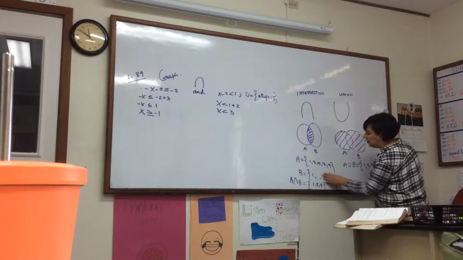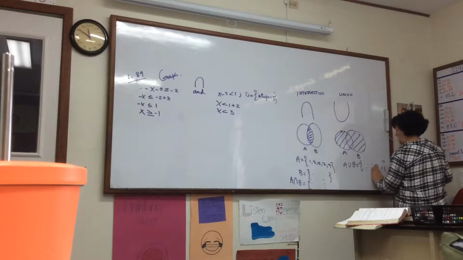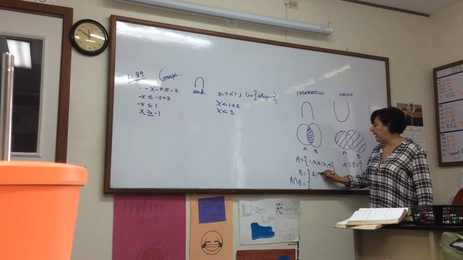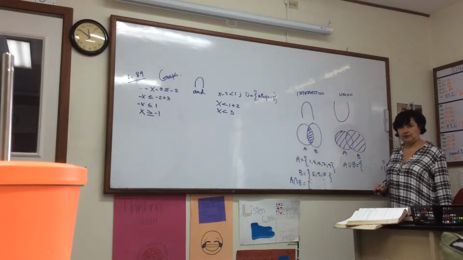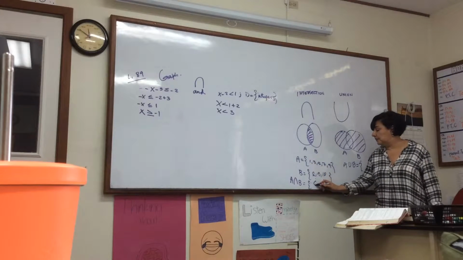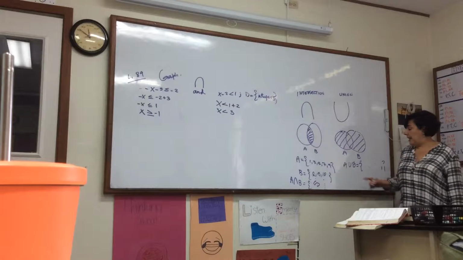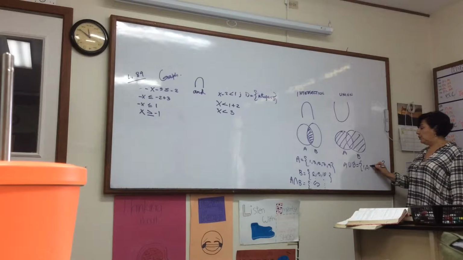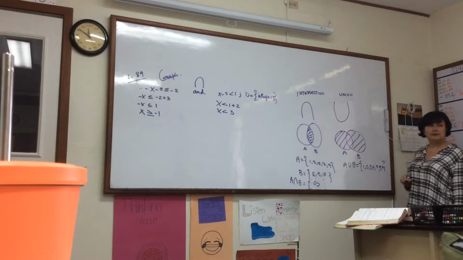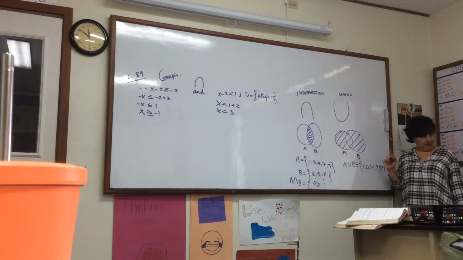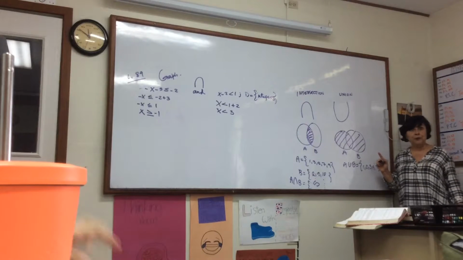Let me make it a little clearer. Let's say B is 2, 5, and 10. The intersection between A and B would be 5, just 5. Correct? The union between A and B would be 1, 2, 3, 5, 7, 9, and 10. Is that clear? This one contains everybody here. We good?